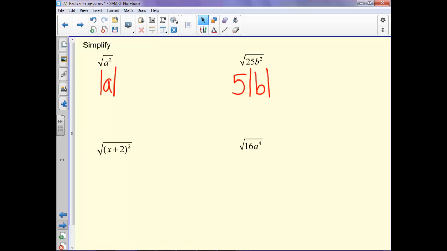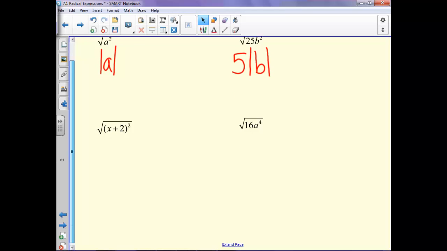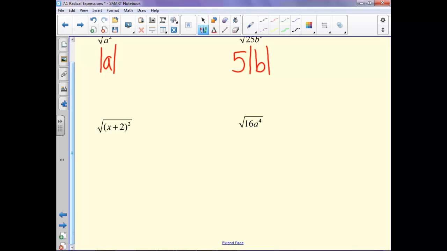With these next two, same thing. The squared and the square roots you can think of as canceling each other out. So the square root of this quantity squared is just the quantity. But it's got to be in the absolute value, because remember, it's the positive of this.